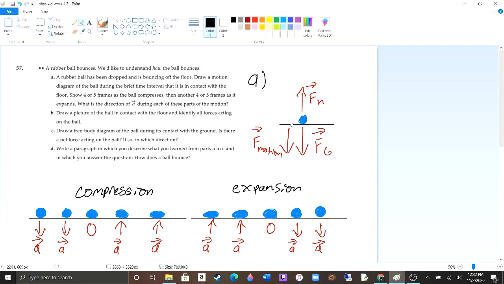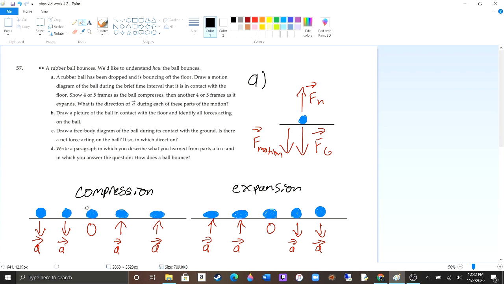But there's also the force of motion from when it was dropped. So it's inertia. So what this is from when it initially hits the ground. So it's still moving down because it's a rubber ball and it can be deformed. So it wants us to show the first 4 or 5 frames as the ball compresses, and then another 4 or 5 frames as it expands. So for the compression, we have our ball, and it's going down right now. So it hits the ground, and it just starts to flatten out.